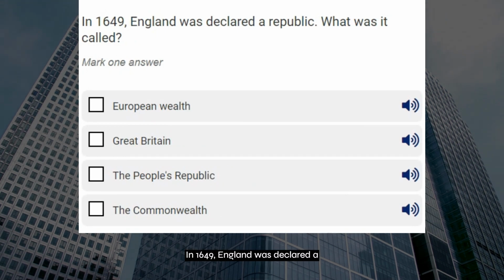In 1649, England was declared a republic. What was it called? European Wealth. Great Britain. The People's Republic. The Commonwealth. Correct answer, the Commonwealth.